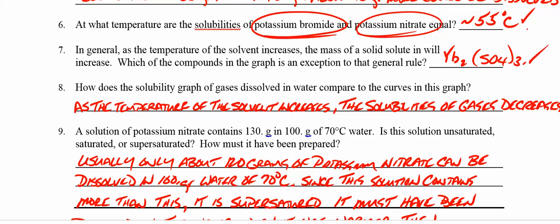Number 8, how does the solubility graph of gases dissolved in water compare to the curves in this graph? Well, we don't really have to look at the graph for this one, but I need to tell you that it is exactly the opposite. So we've just learned from this graph that as the temperature increases, a solid increases its solubility in a liquid. But the exact opposite is true of gases. As the temperature of the solvent increases for gases dissolved in liquids, the solubility decreases.